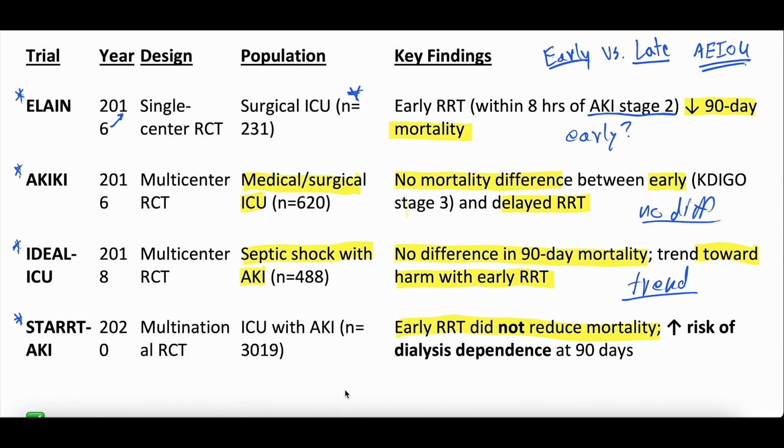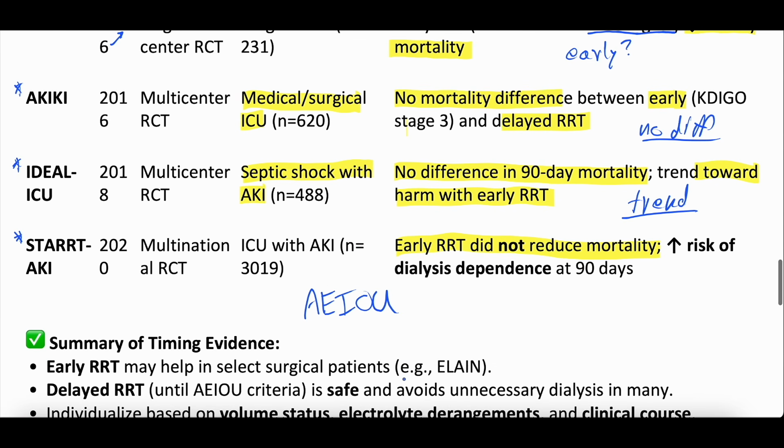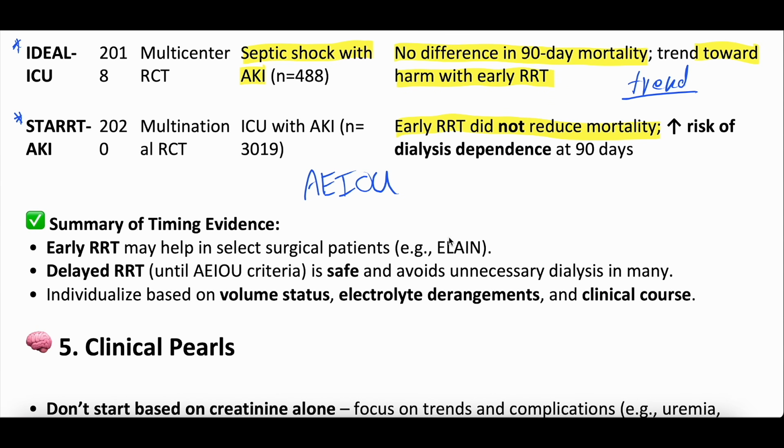But I think most people do not do early renal replacement therapy. Most people wait for one of those emergent indications for renal replacement therapy, whether it's acidemia, electrolyte derangements, if they, goodness forbid, ingested something, have volume overload or severe uremia. All right, so summary of the timing of evidence, we just want to put this in here.